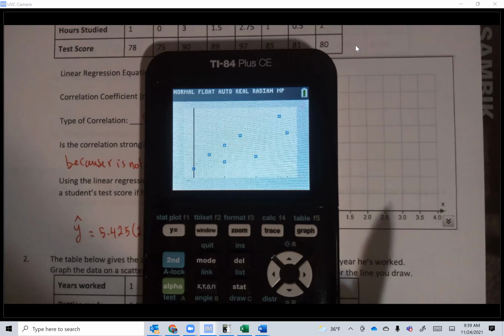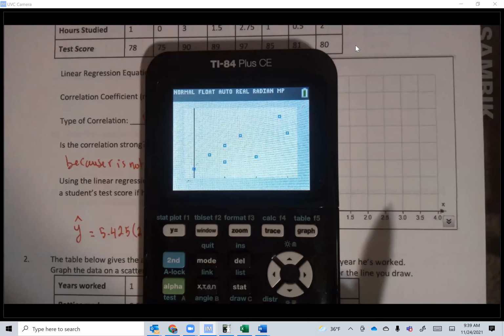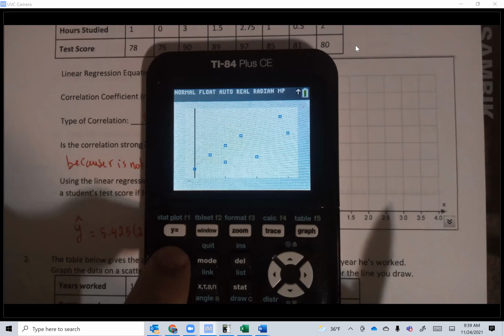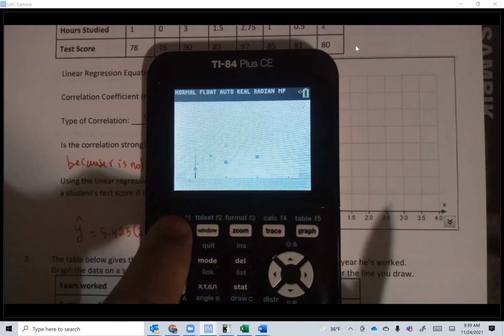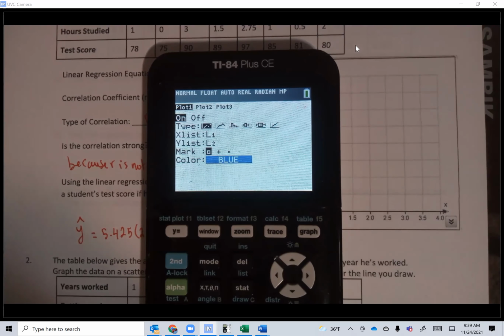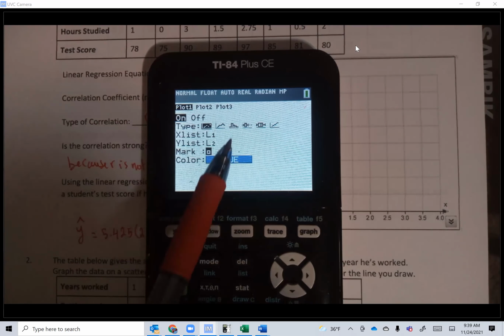We press second and then what? Second and Y. Second, let me show you again, and Y. And then press enter. You should see this screen. Do you see this screen right here?